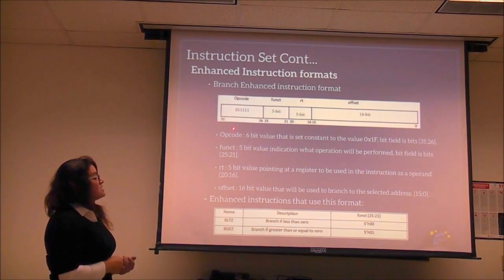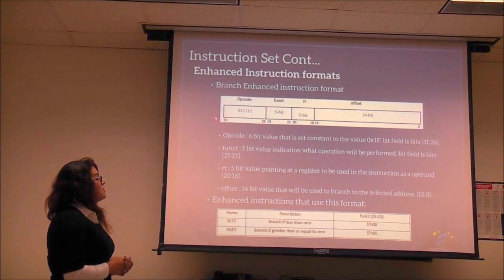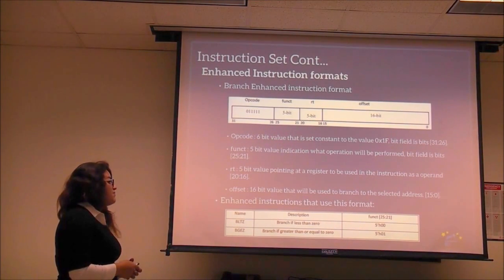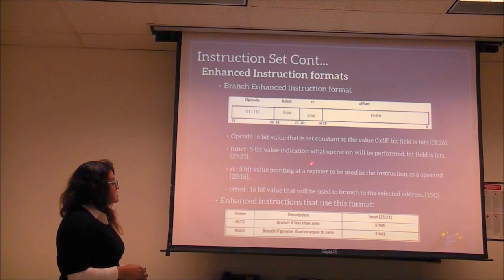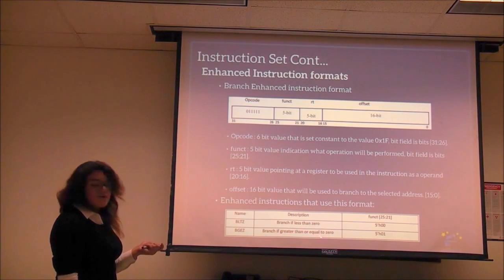For our branch enhanced instruction format, again, we have used the enhanced key as the opcode, and we are now using a 5-bit field to specify RT, which will be used in the branch instruction to determine if the branch will be performed or not. The 16-bit opcode value will be used to branch to the selected address. The 2 types of branch enhanced instructions that are provided are branch if less than 0 and branch if greater than or equal to 0.